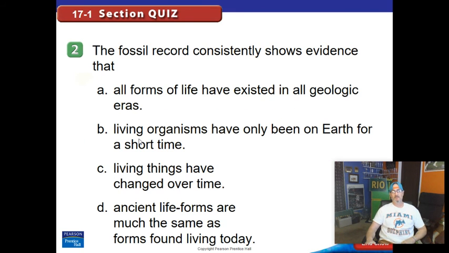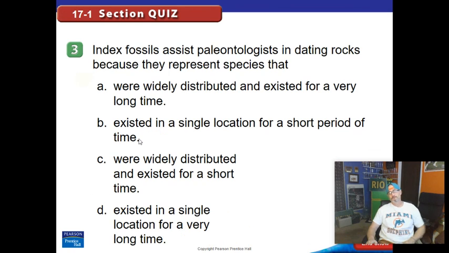All right, the fossil record consistently shows evidence that all forms of life have existed in all geologic eras. Geologic era is a time period. Living organisms have only been on Earth for a short time. Living things have changed over time. Ancient life forms are much the same as forms found living today. Only one of those things up there is true. Yeah, it supports the idea that living things have changed over time or evolved over time.